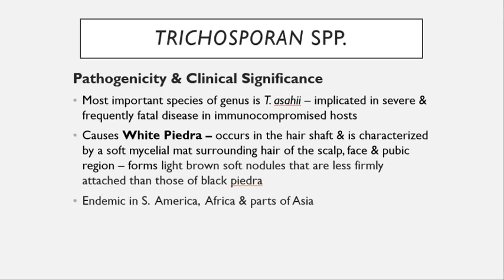The next species in our superficial list is Trichosporon. The most important species in this genus is Trichosporon ovoides. Trichosporon can cause white piedra, which occurs on the hair shaft and is characterized by soft white mycelium mats that surround the hair of the scalp, face, and pubic regions. It forms light brown soft nodules that are less firmly attached than that of the black piedra. It's endemic in regions of South America, Africa, and parts of Asia.